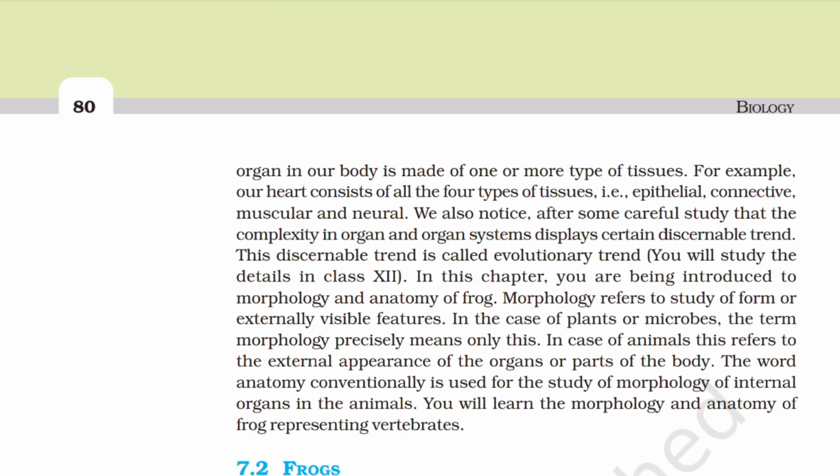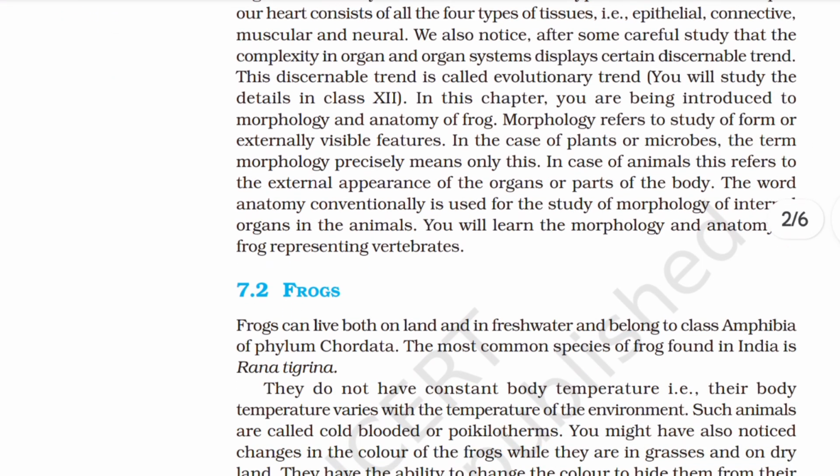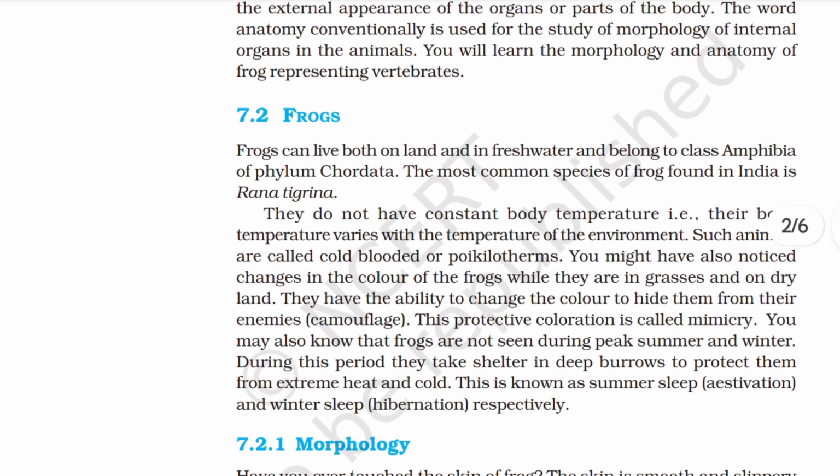In this chapter, you are being introduced to morphology and anatomy of frog. Morphology refers to the study of form or externally visible features. In the case of plants or microbes, the term morphology precisely means only this. In case of animals, this refers to the external appearance of the organs or parts of the body. The word anatomy conventionally is used for the study of morphology of internal organs in the animals. You will learn the morphology and anatomy of frog representing vertebrates.